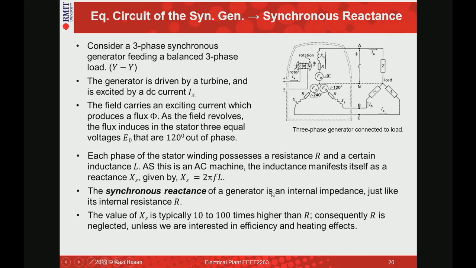And this is called the synchronous reactance. The synchronous reactance of a generator is an internal impedance, same as internal resistance. Now the last line: the value of XS is typically 10 to 100 times higher than the resistance value. So usually R is neglected, unless you are interested in the efficiency or heating effects.